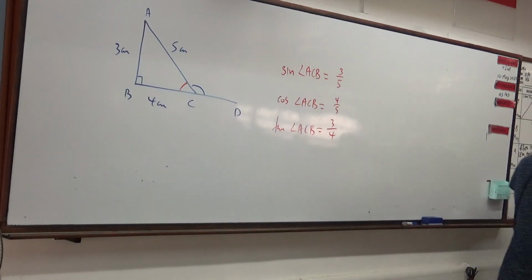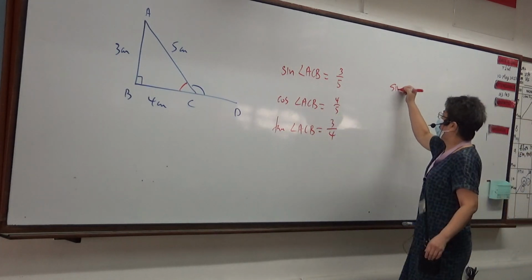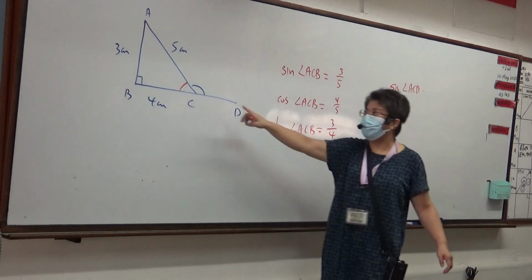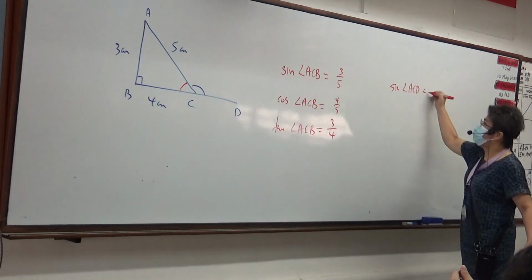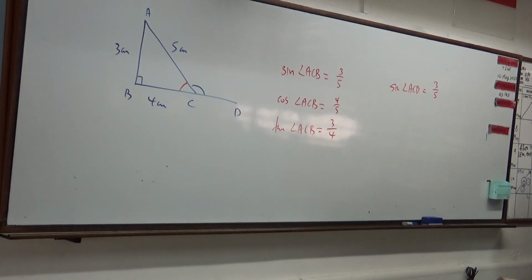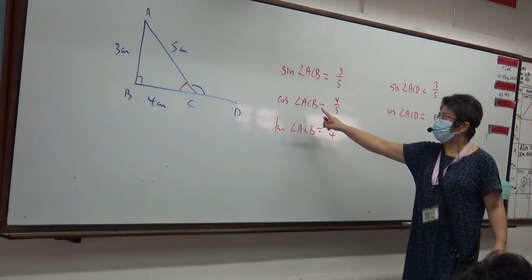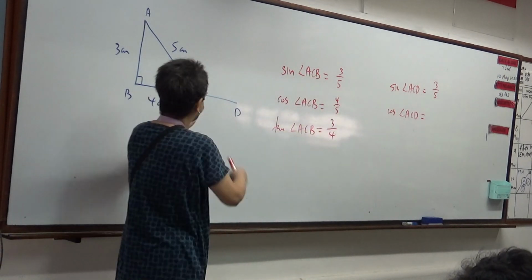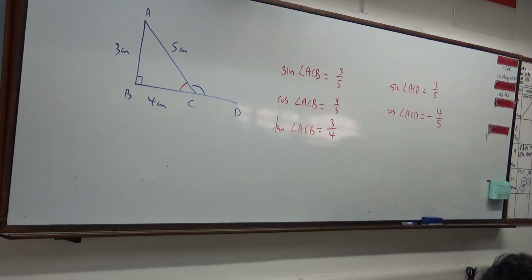What did they ask? First one. Sine angle ACB. This is obtuse. So it will be a negative 4 over 5. Can you see it now? You understand? So this one cannot get wrong in the exam. Understand? Okay, last one. What is it?